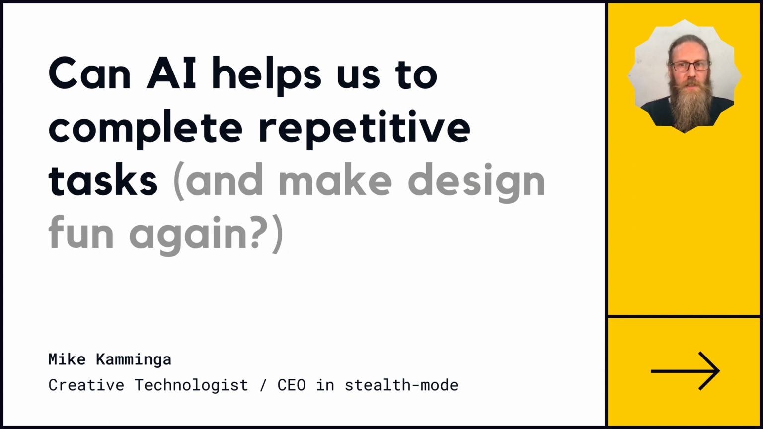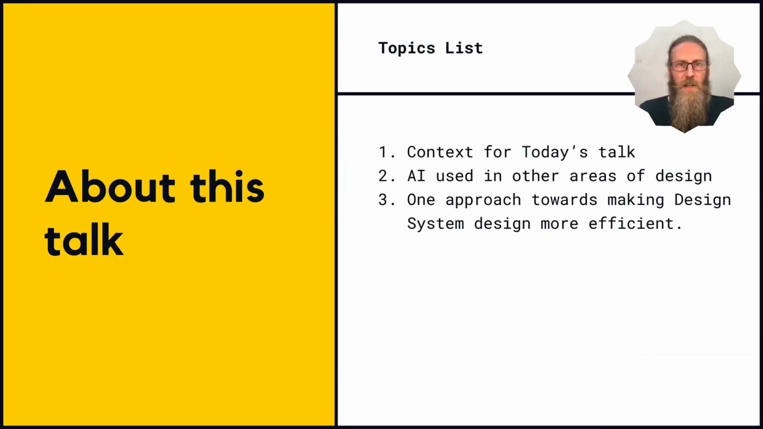And as the slide mentions, I'm going to talk a bit about AI and how AI could help us in the area of design systems design and hopefully make design a little bit more fun in some of the areas. For today, I'll start with some context on today's talk. Then I'll talk a little bit about AI in other areas of design or similar areas of design. And then I will discuss some of my thoughts on how we could approach making design system design more efficient.